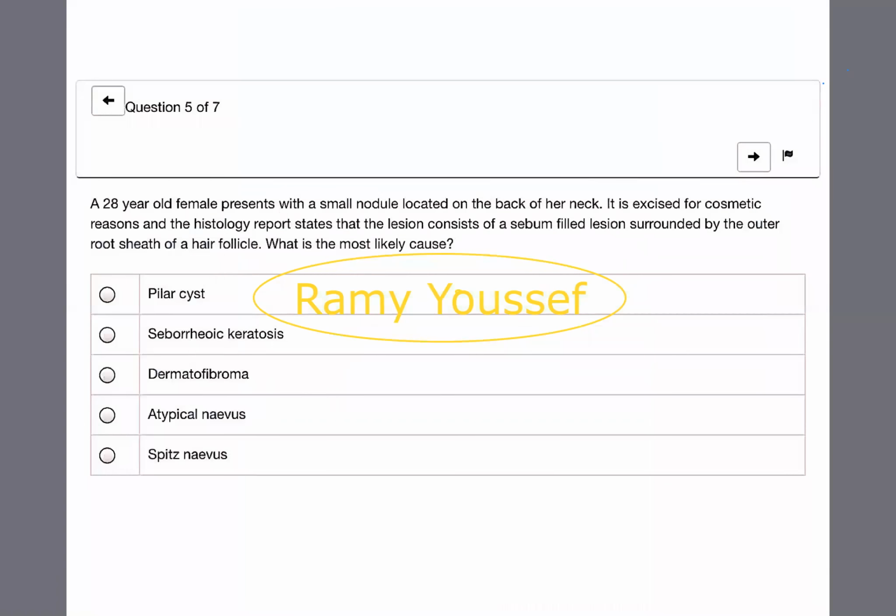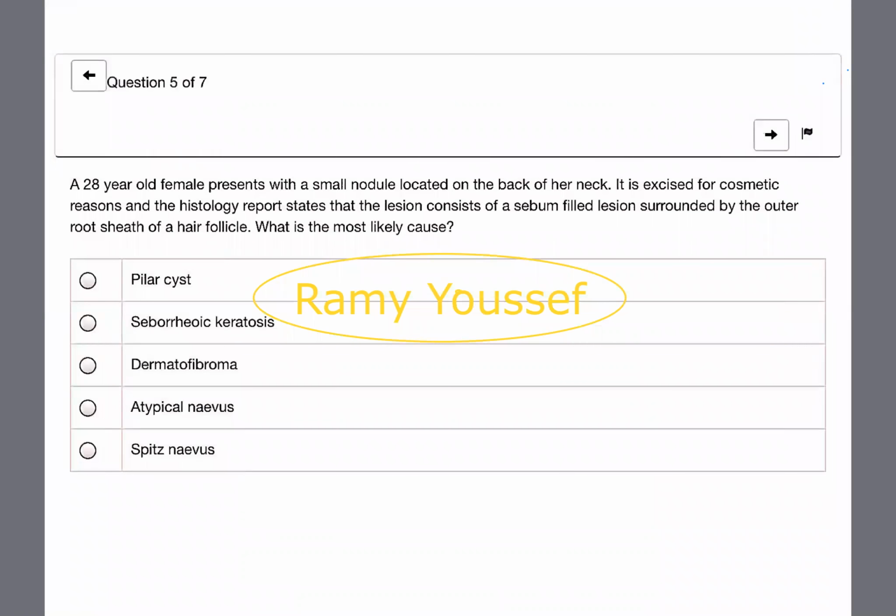Okay, next question. A 28-year-old female presents with a small nodule located on the back of her neck, excised for cosmetic reasons. The histology report states that the lesion consists of sebum-filled lesion surrounded by outer root sheath of hair follicle. What's the most likely cause? A. Pillar cyst. Exactly, this is sebaceous cyst or pillar cyst.